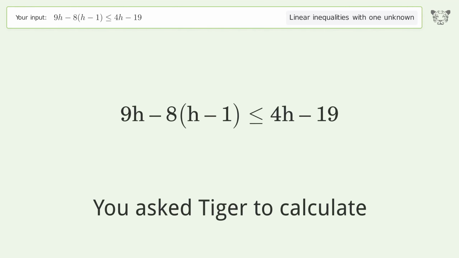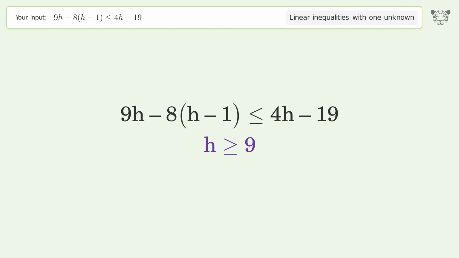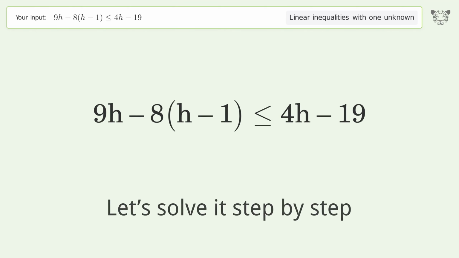You ask Tiger to calculate. This deals with linear inequalities with one unknown. The final result is h equal or greater than 9. Let's solve it step by step.